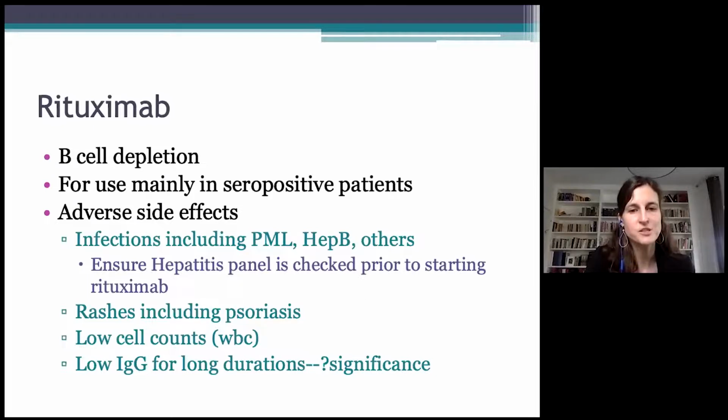You can develop rashes, including psoriasis. You can develop low cell counts, including white blood cell count. And also you can develop a low IgG for long durations, even after stopping therapy. And this is of unclear significance as to whether this continues to increase your risk of infection.